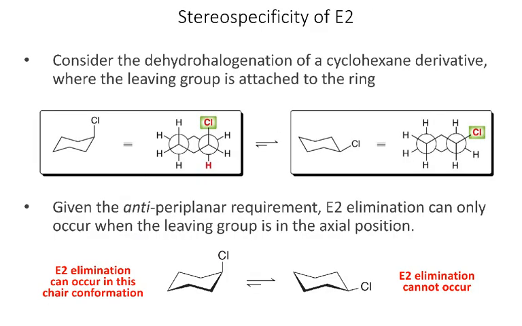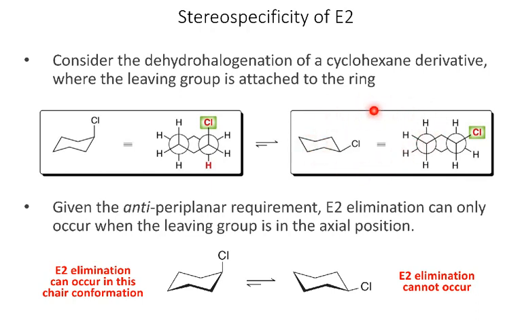All right, so another important feature of E2 reactions is what happens when we have a cyclohexane derivative, or cyclic groups. Remember that in order for an E2 reaction to occur, the leaving group and the hydrogen have to be periplanar. They have to be in an anti-periplanar configuration. It turns out that can only happen when the leaving group and the hydrogen are in axial positions on neighboring carbon atoms.